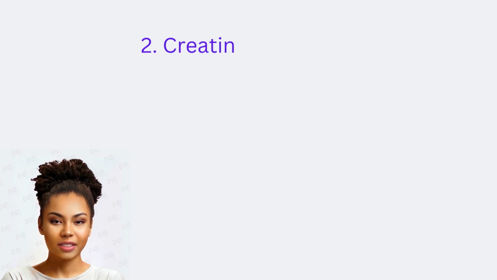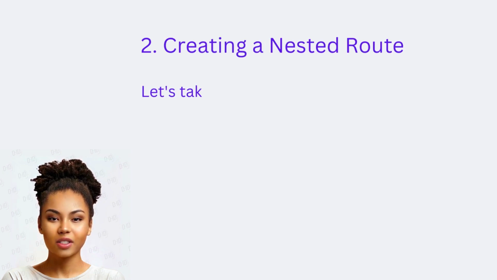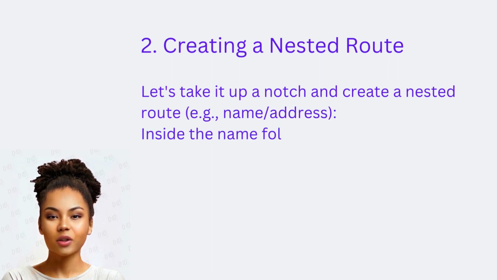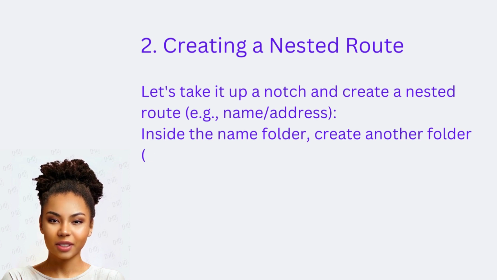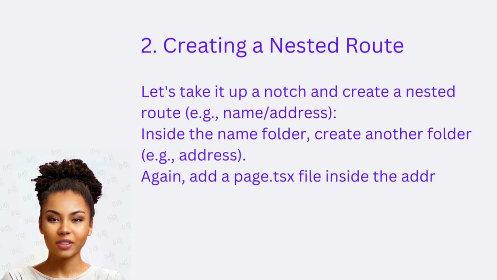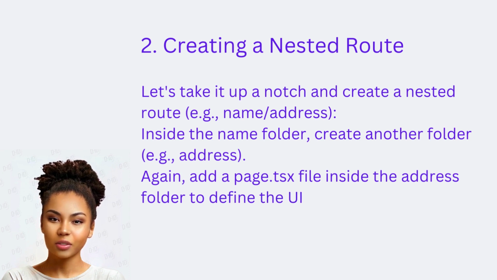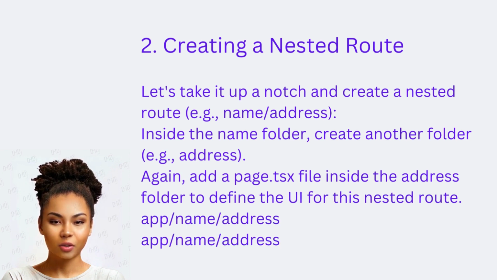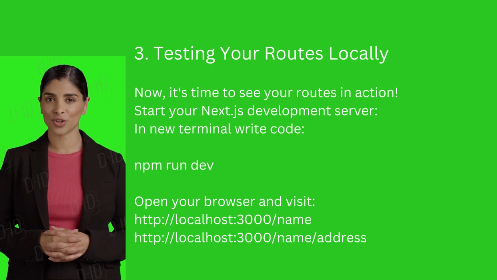2. Creating a nested route. Let's take it up a notch and create a nested route, e.g., name/address. Inside the name folder, create another folder, e.g., address. Again, add a page.tsx file inside the address folder to define the UI for this nested route. app/name/address. app/name/address/page.tsx.